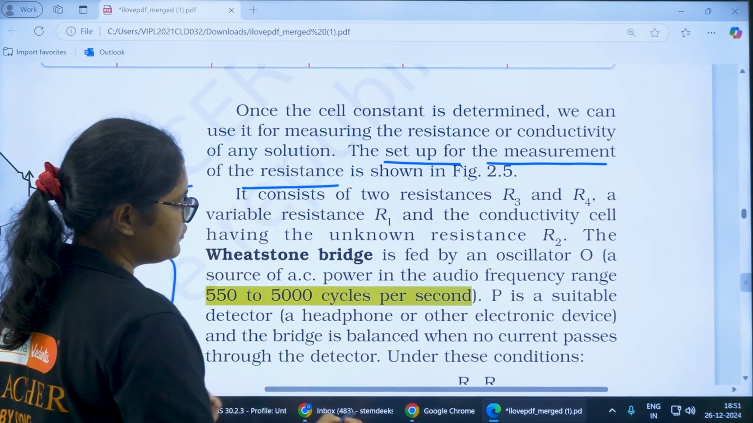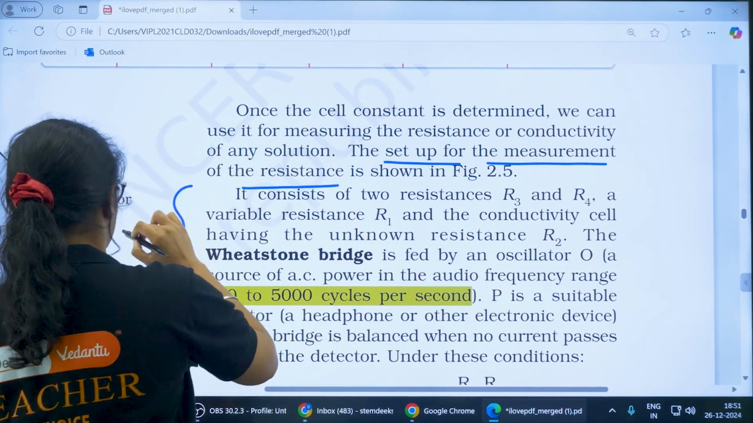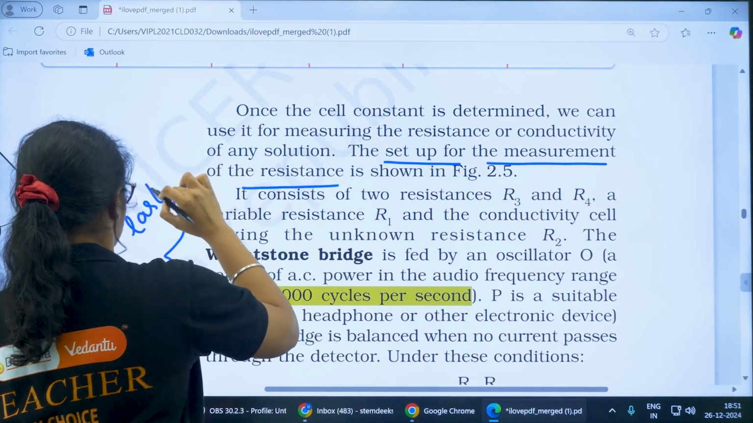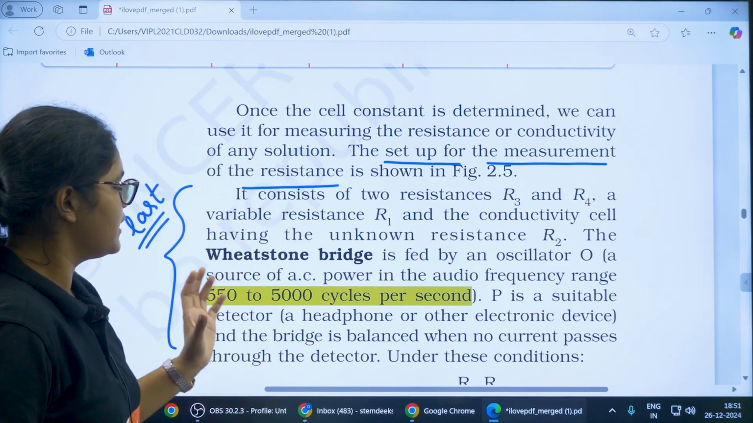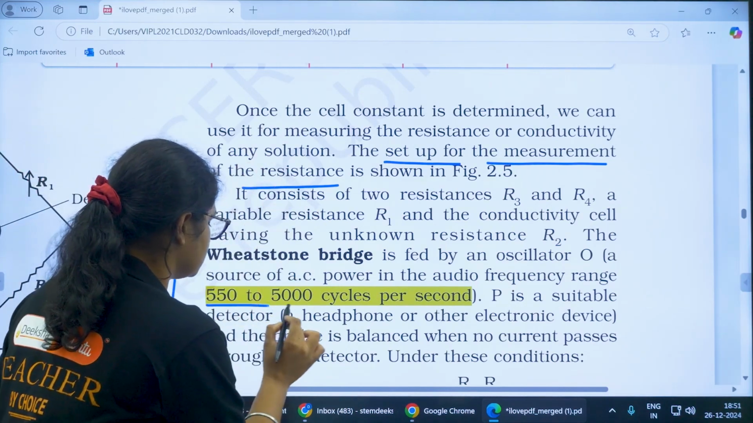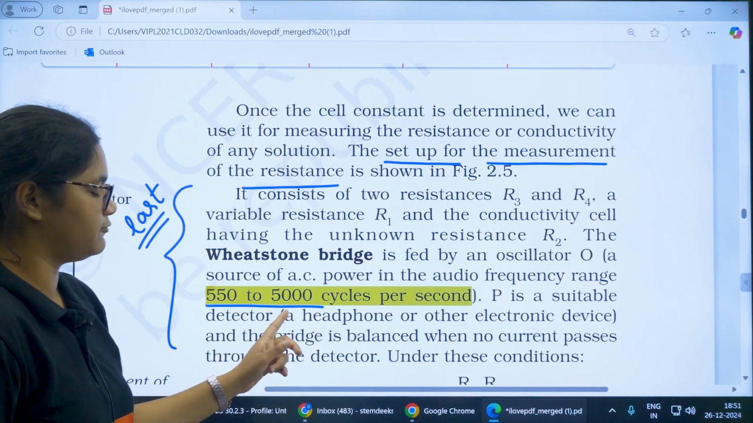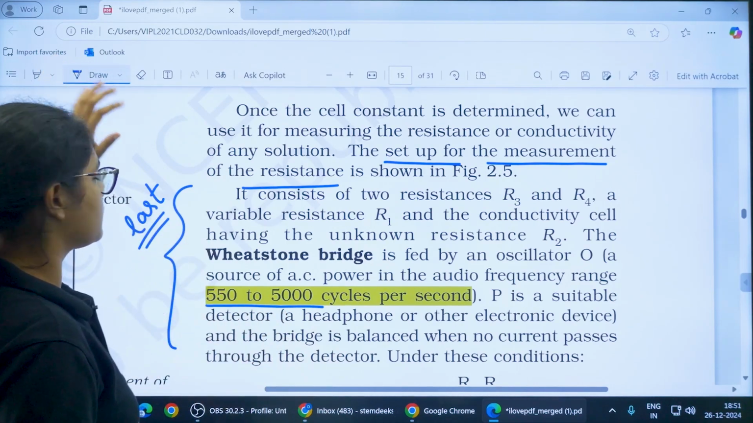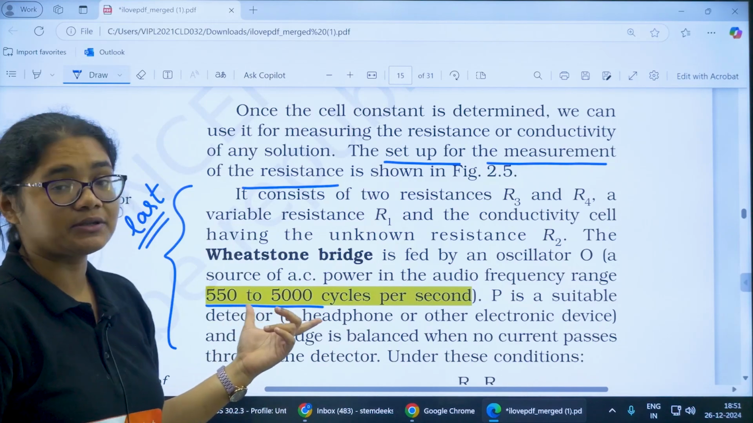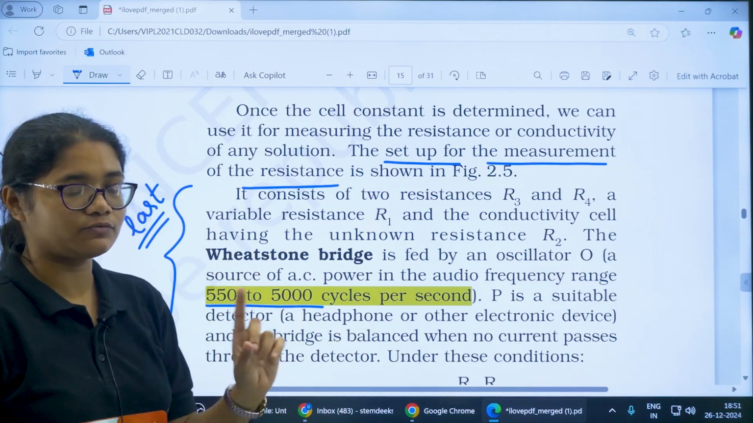So this setup, just go through it. Okay, but I will write at the last. Not very important, but once it is done, just read this paragraph. And here something you should remember: the oscillator cycles, 550 to 5000. This can be asked, and if the question paper is very tough, then this question can be asked, but whatever is there in the book we should be knowing.